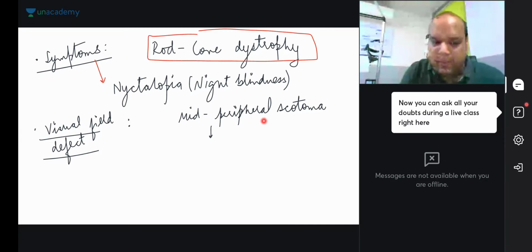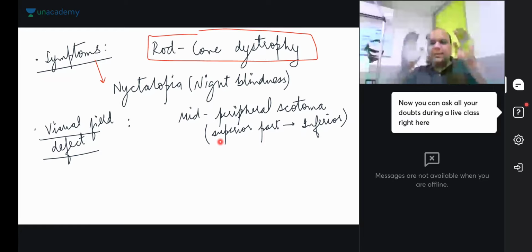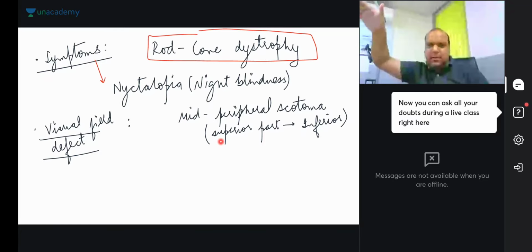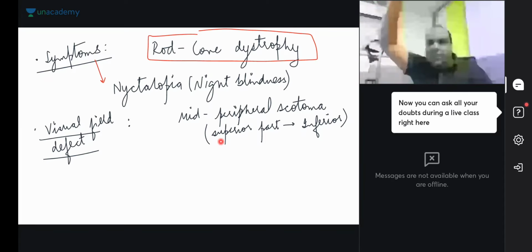Now in this mid-peripheral scotoma, first of all, the superior part is affected, and then it is followed by the inferior part. So first the patient tells me, sir, I can see here, but the superior part of the periphery I can't see. Then he says, sir, now I can't see the inferior part either. So now he will tell me, sir, I can see the center, but I can't see this area. So basically, the patient is drawing a circle in the air, telling me, sir, this periphery I can't see.